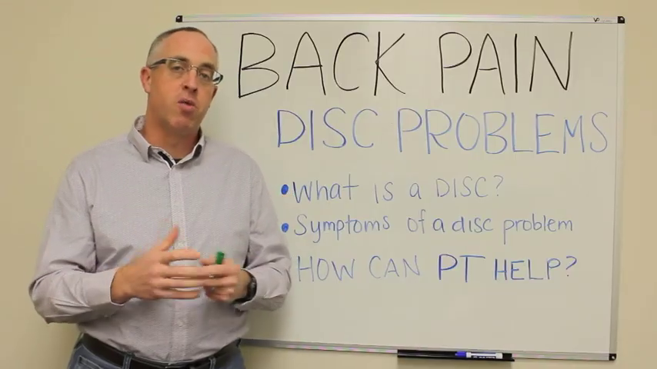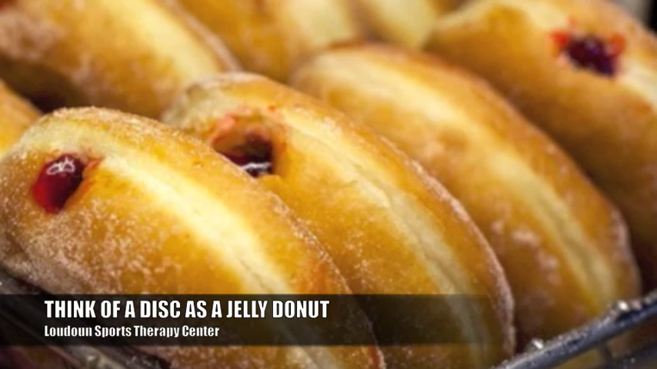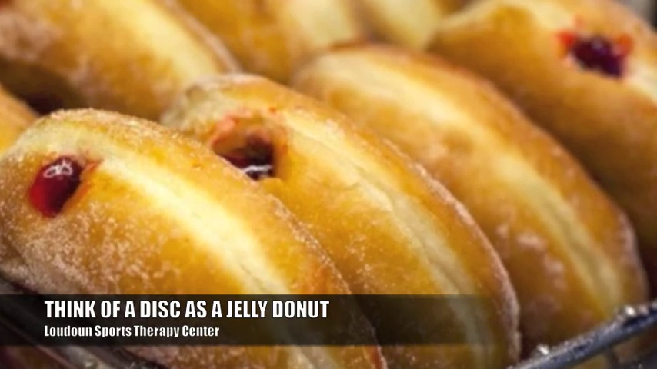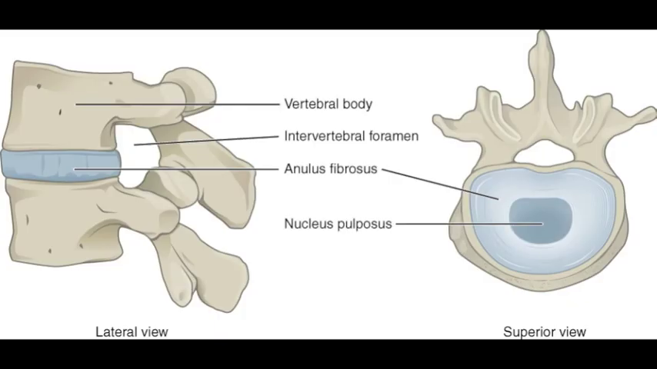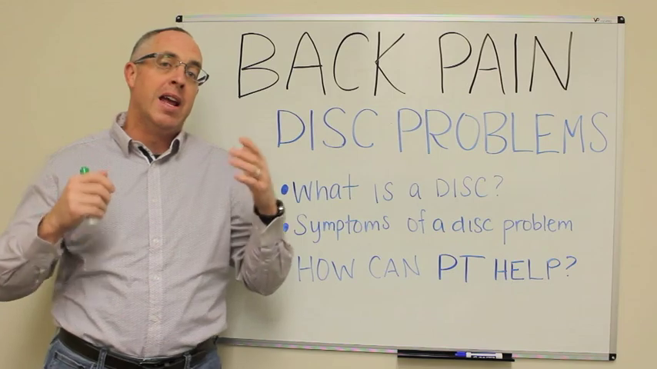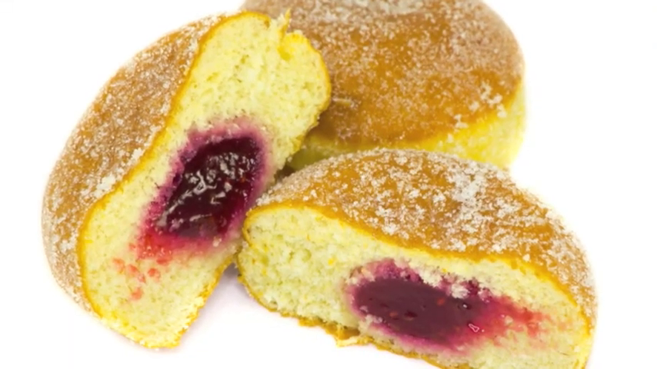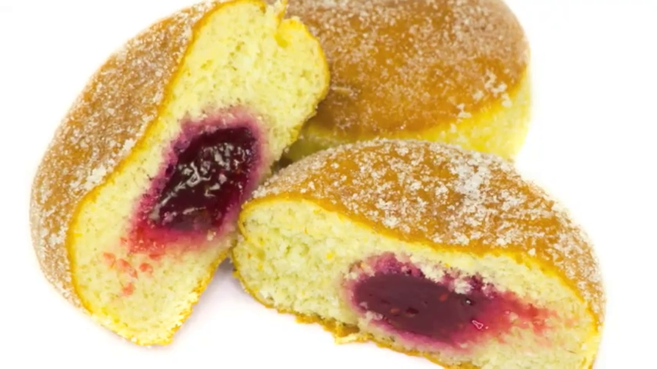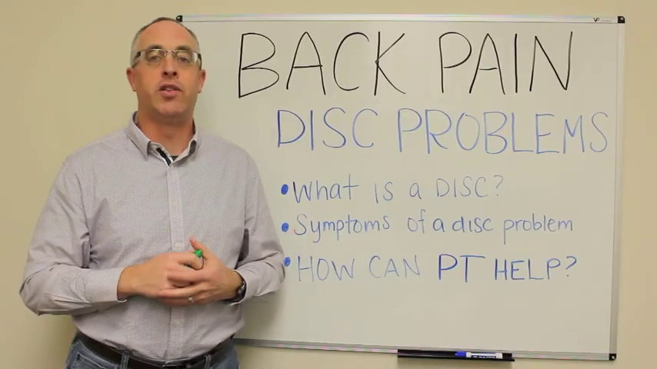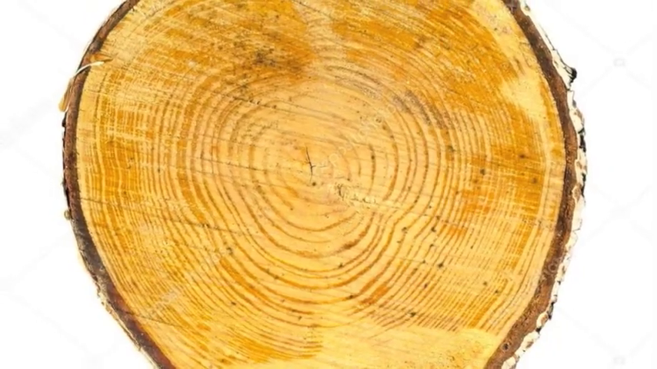I'll give you a picture of what a disc looks like. A disc is like a jelly donut. It has a round shape to it. It should be round, circular if you look at it from the top. If you look at it from the side, it should be oval shaped, almost like a football. In the center of that disc, there's fluid, just like jelly inside of a jelly donut. And then the disc itself is made up of many, many rings, kind of like the rings of the trunk of a tree if you were to cut it in half.